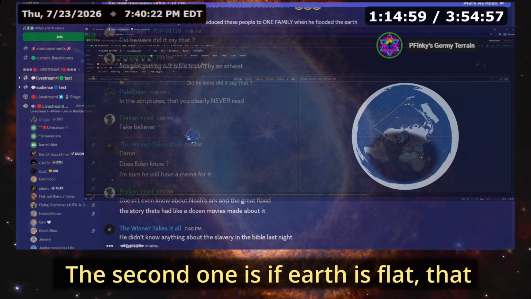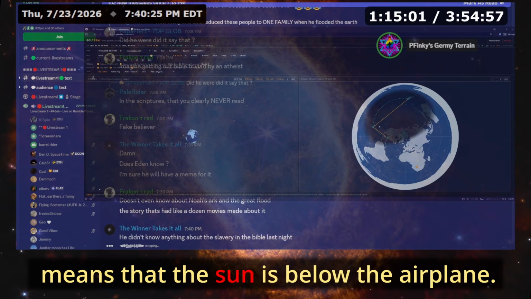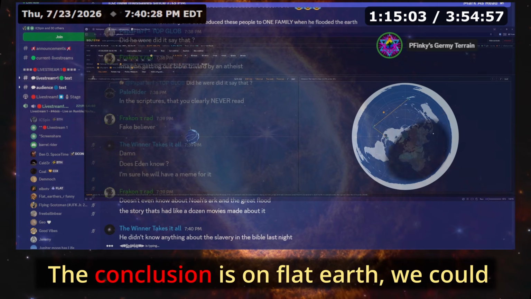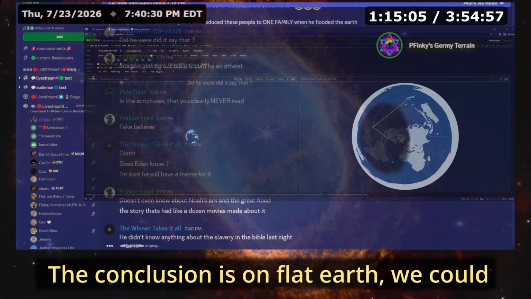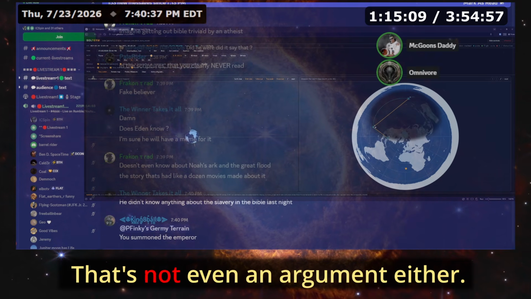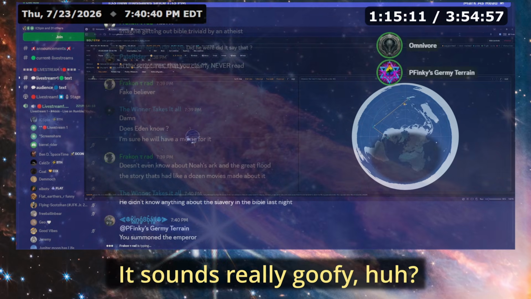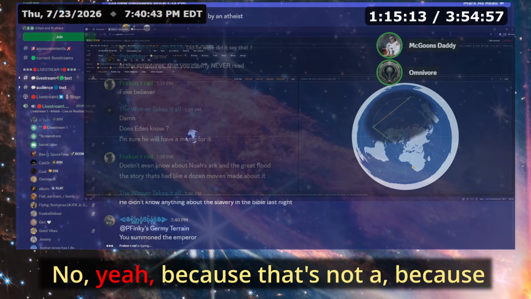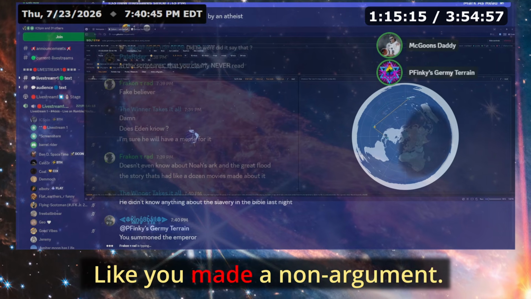The second one is if Earth is flat, that means that the sun is below the airplane. The conclusion is on flat Earth, we could fly an airplane over the sun. No, that's not the argument. That's not even an argument either. It sounds really goofy, huh? No, because that's not an argument. Like you made a non-argument.